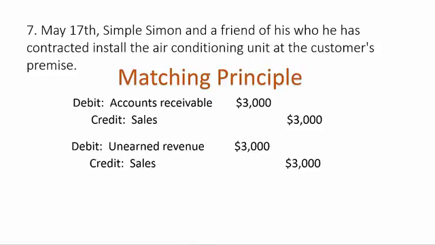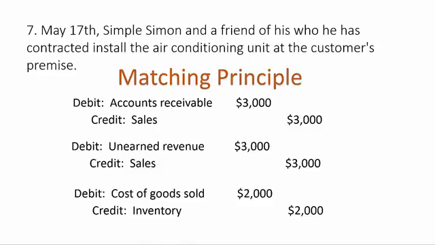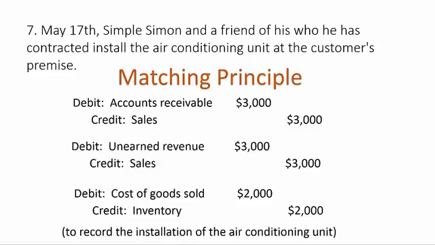So we need to get rid of that asset by crediting inventory for $2,000. Any ideas to where the debit might go? It's got to go to some sort of expense account to match it with the sales. When we sell inventory, we debit an account called cost of goods sold. And of course, your journal entry description. Whether you have this as a six-line journal entry or three separate two-line journal entries, it doesn't matter one iota.